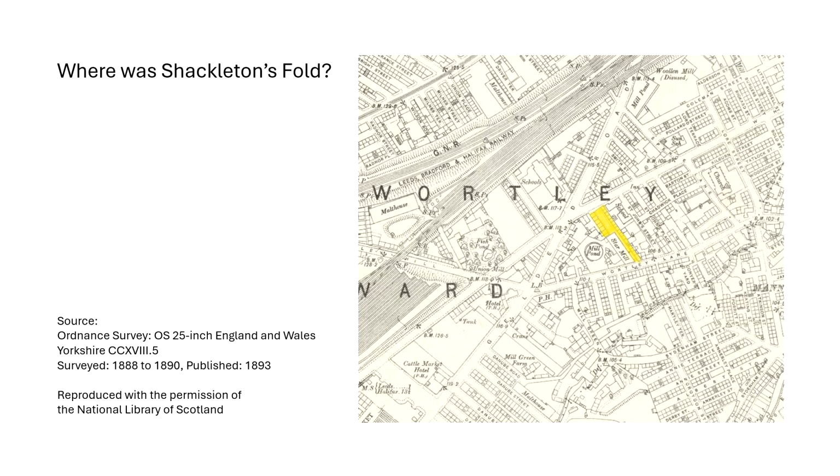And again, just before we leave this, if you just step back and look at the rest of the map, what you'll see is again, this is an area of back-to-back housing. With the exception of Shackleton's Fold itself, each of the blocks of housing has that telltale mark along each block. So it's an area for the labouring classes, back-to-back housing.